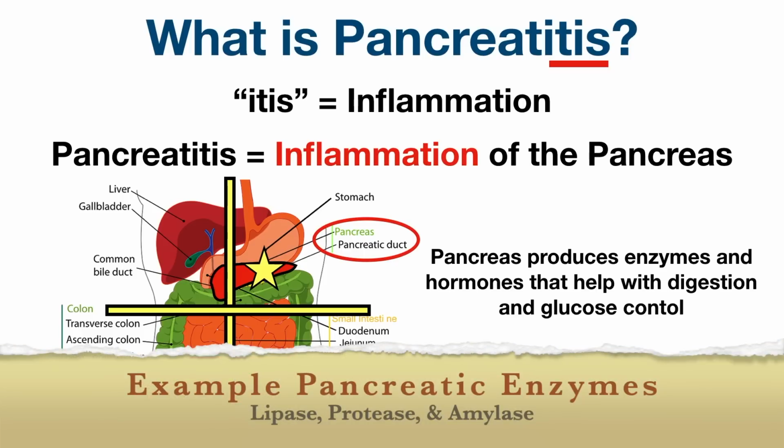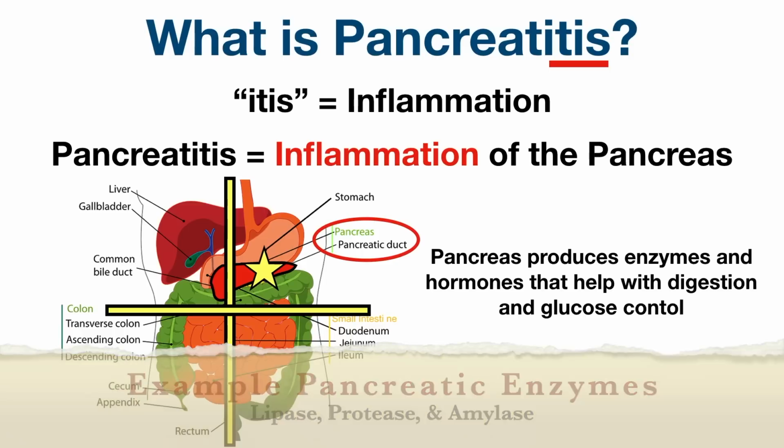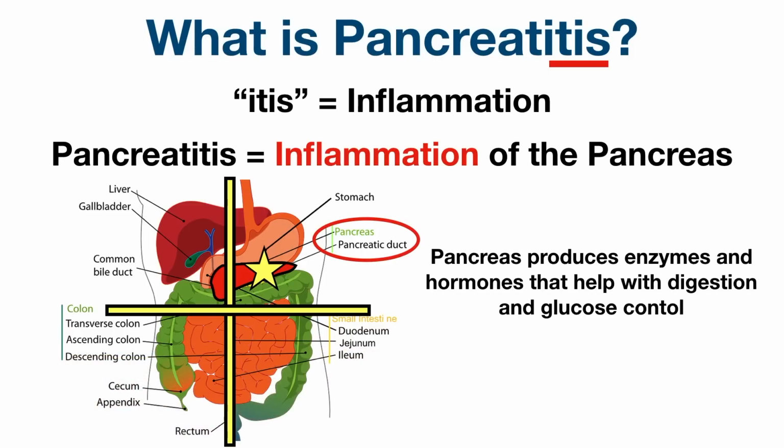Example pancreatic digestive enzymes include lipase, protease, and amylase. The pancreatic digestive enzymes are released into the duodenum, which is the first part of the small intestine. The enzymes become activated in the small intestine to aid in digestion of fats, proteins, and starches.